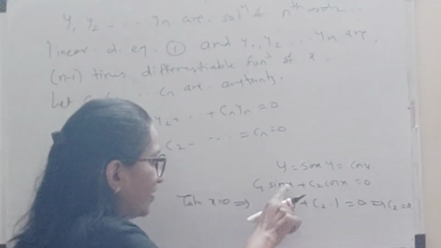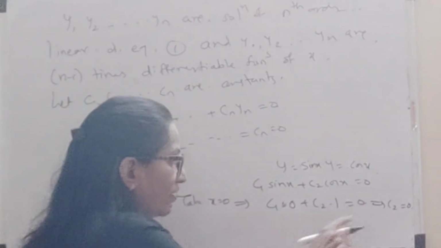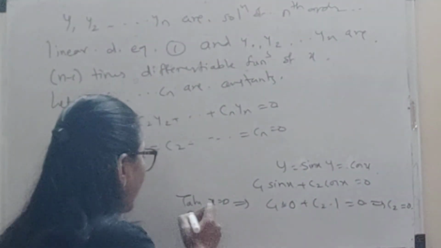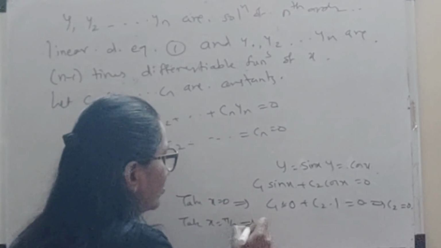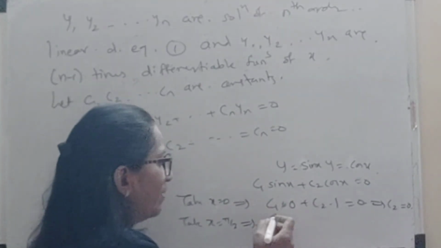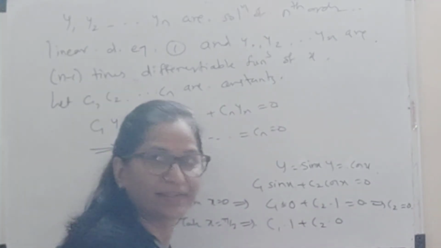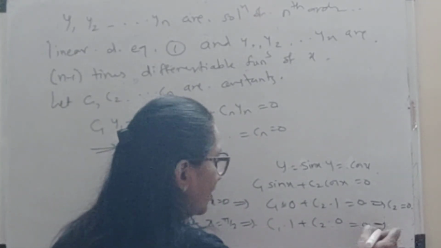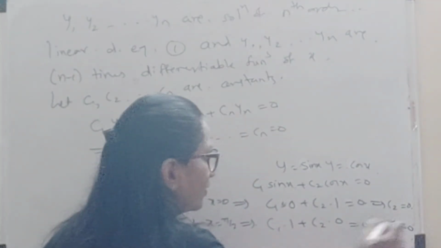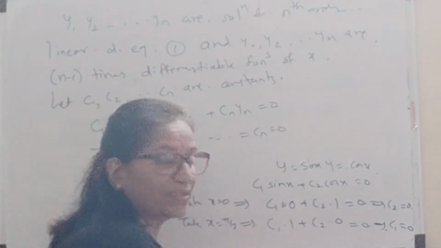Okay, because here sin 0 is 0, so here c1 should be 0, then only the whole term will be 0. Now take x equal to pi by 2. So what happens? Sin pi by 2 is 1 and cos pi by 2 is 0. So that is equal to 0. So that gives us c1 plus 0 equal to 0, so c1 equal to 0.